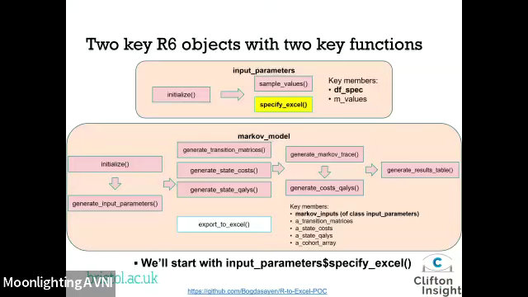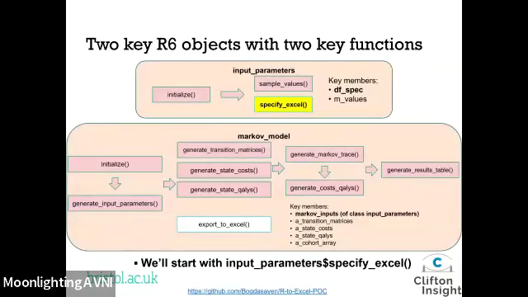So our approach has two key R6 objects. One is an input parameters object, the other is a Markov model object. And within those, there are two key functions. One is specifyExcel within the input parameters. That looks at all the member data and functions of the input parameters object and exports a df_spec data frame, which represents everything within the Excel sheet, or everything within the input parameters set.